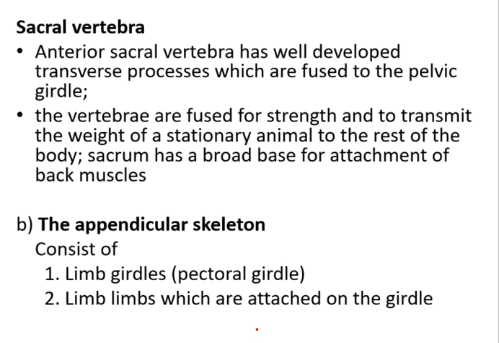Then a sacral vertebra, the anterior sacral vertebra has well-developed transverse processes which are fused with the pelvic girdle. Then the vertebrae are fused for strength and to transmit the weight of a stationary animal to the rest of the body. Then the sacrum has a broad base for attachment of back muscles. Maybe we can add presence of sacral foramen for passage of nerves and blood vessels.